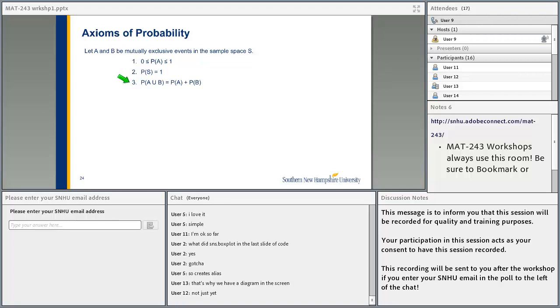The probability of A union B would be P of A plus P of B. So it's the probability of event A occurring plus the probability of event B occurring. So you have to add them up to find the union.